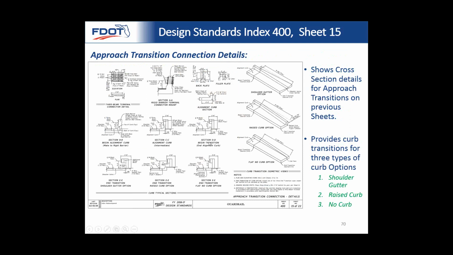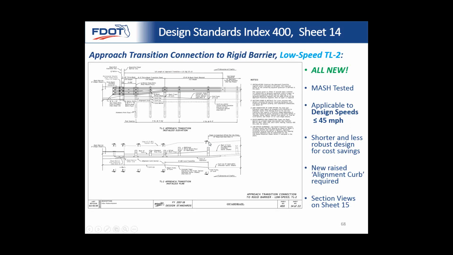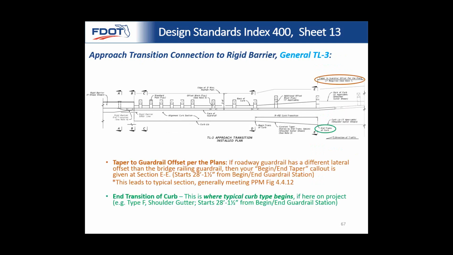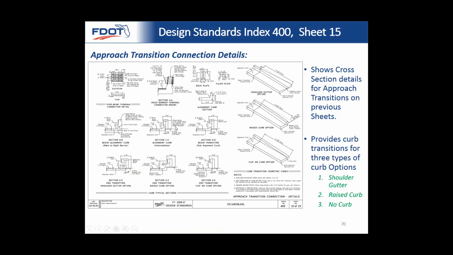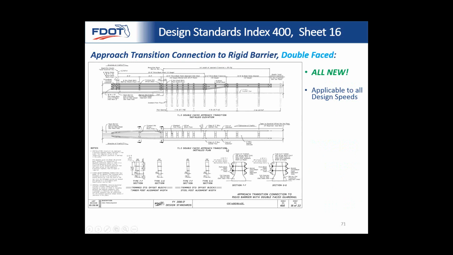These sections go along back here. I don't know if we have any plan views. So all these sections are called out. Right here we have the same thing for the TL2 version. And so we're essentially defining what happens with all these sections and what the curb is doing at all these locations. So you can go from your alignment curb that's required to a shoulder gutter, you can go from the alignment curb that's required to a simple raised curb, or you can go to no curb at all. And so we're just showing you how to handle all that, so you know it's there.